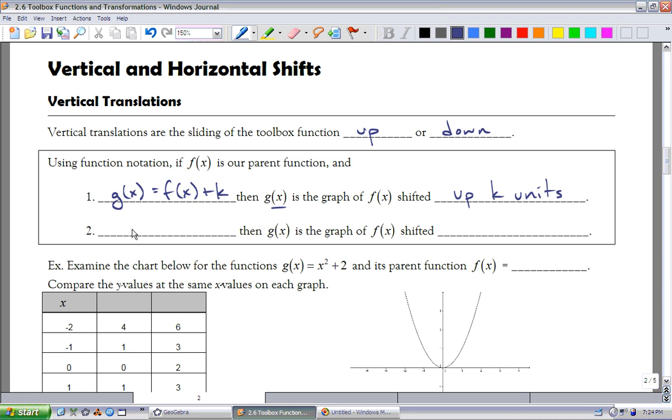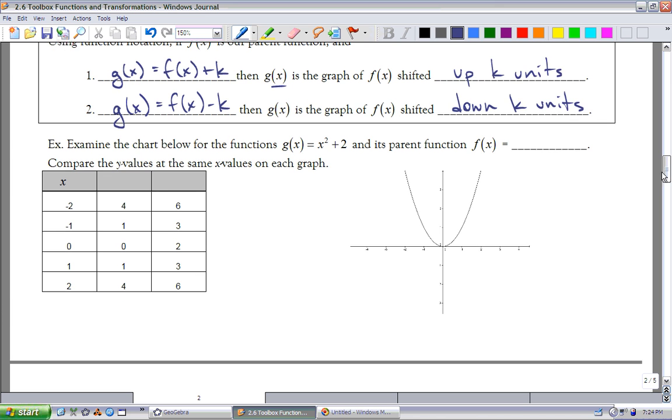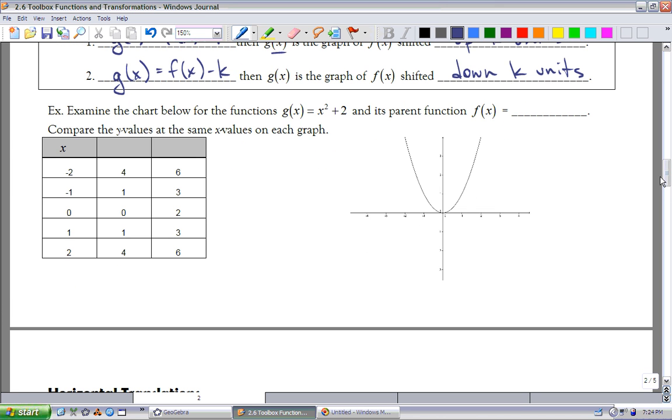If we have some function g of x and we know it's our parent function just minus some value k, then g of x is the graph of f of x shifted down k units. Okay, so let's take a look at this. This box up here is important to make sure that you understand. But examine the chart below for the function g of x equals x squared plus 2. We'll do that one in red here.